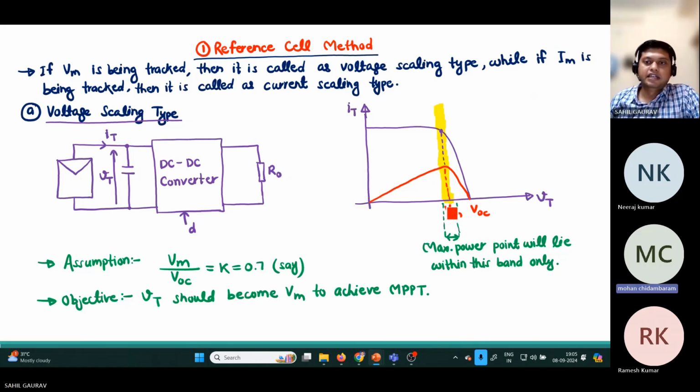What is the concept here? If you see the IV characteristics and PV curve, you can see that the open circuit voltage and the maximum power point voltage have some relation. You can assume that the maximum power point voltage varies linearly with the open circuit voltage by some constant, and here we have assumed it as 0.7. Based on this assumption, our objective is that this VT should become VM, the maximum power point voltage, to achieve MPPT. So this is the assumption for the voltage scaling type, and the objective is that VT becomes VM so that it operates at the maximum power point.